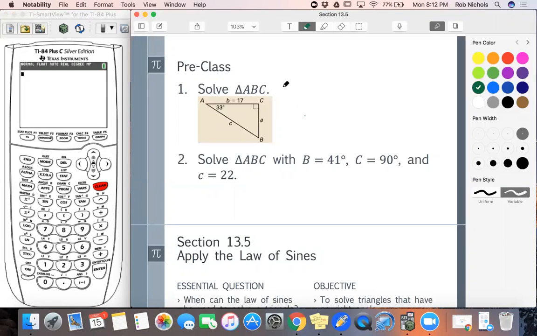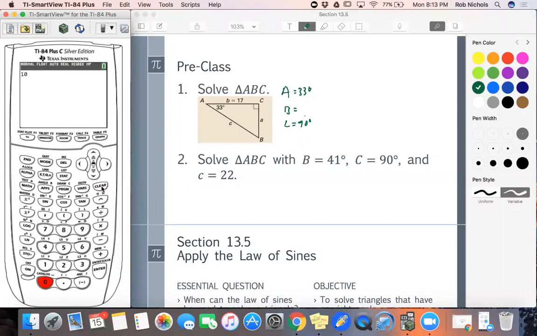So let's go ahead and write that down. Okay, so I have angle A is equal to 33 degrees. B, I don't know yet. And I have C, which is equal to 90 degrees, and that was told to me. To find angle B, remember that in a triangle, all 3 angles have to add up to 180. So we can take 180, and we can subtract the other 2 angles, so minus 33 minus 90, and that's going to give us our missing angle of 57 degrees.